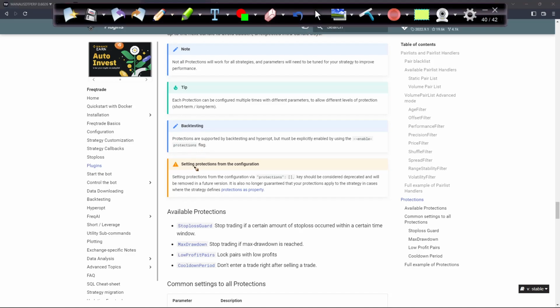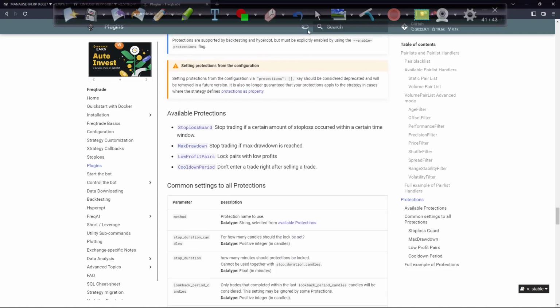Okay, so now the note here is that setting protections from the configuration via protections should be considered deprecated and will be removed in a future version. It is also no longer guaranteed that your protections apply to the strategy in cases where the strategy defines protections as a property.